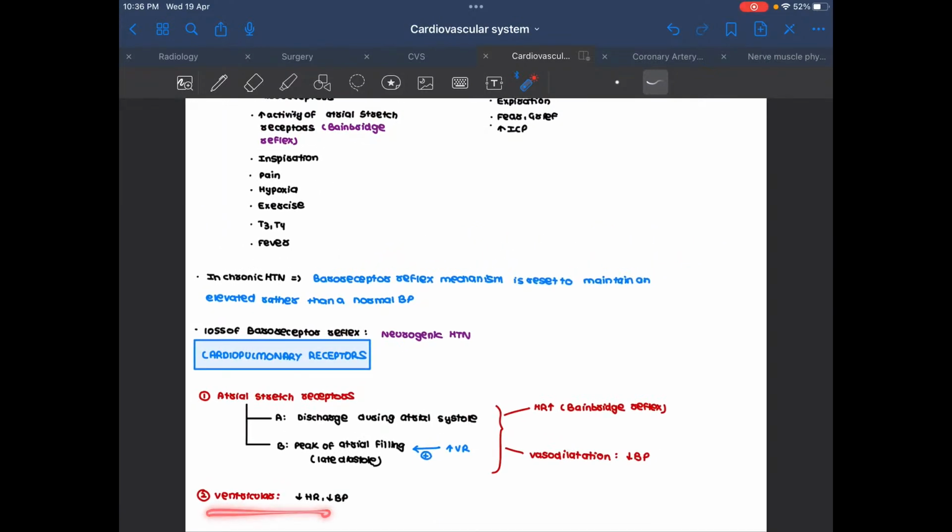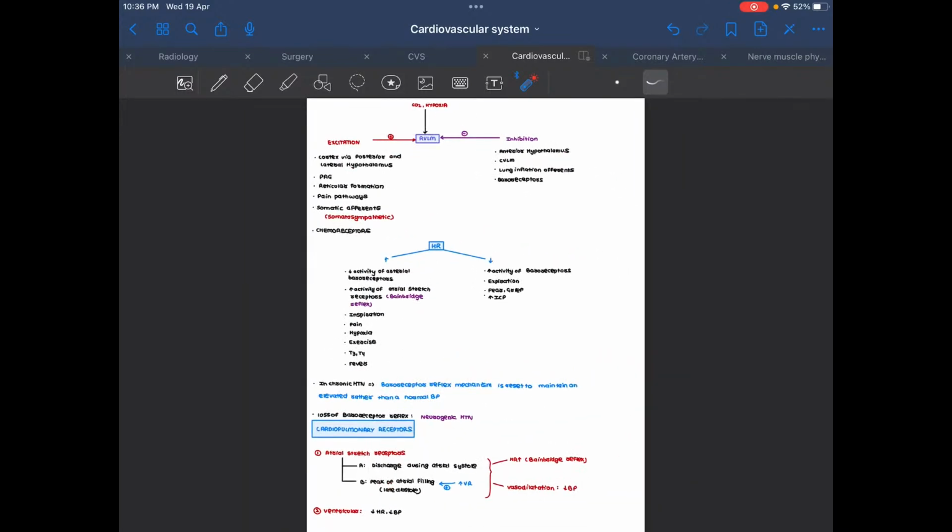But the ventricular stretch receptors are going to do the exact opposite of the atrial ones, similar to your baroreceptors. They're going to decrease the heart rate, decrease the blood pressure. Okay, so our cardiopulmonary receptors are your low pressure receptors as compared to your baroreceptors.